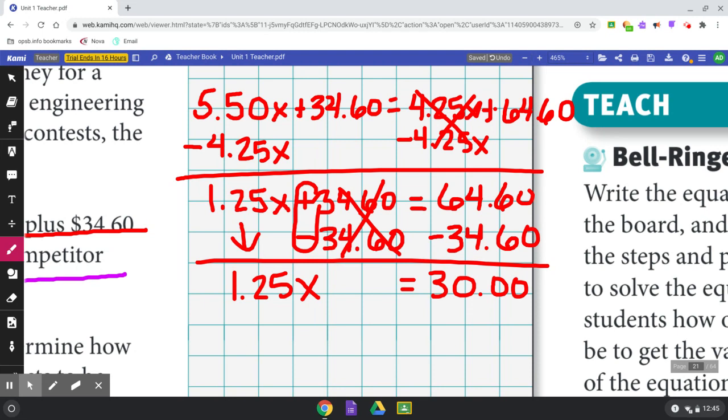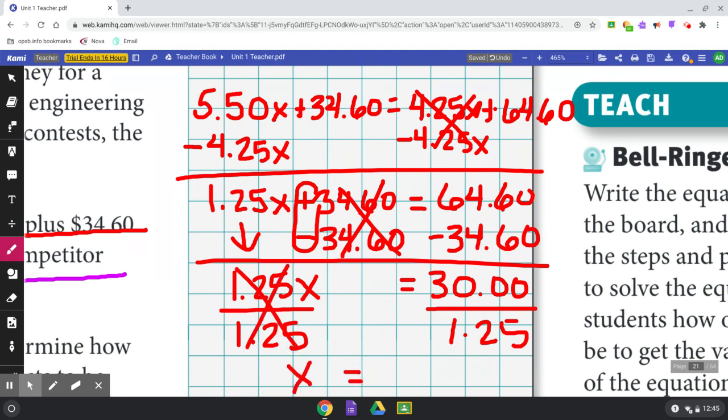Okay, now at this point, I want to isolate the variable x. And in order to isolate the variable x, I need to divide both sides by 1.25. The inverse operation of multiplication is division. So those cancel. And that leaves me with x equals 30 divided by 1.25, which is 24. So that is how you solve this multi-step equation.